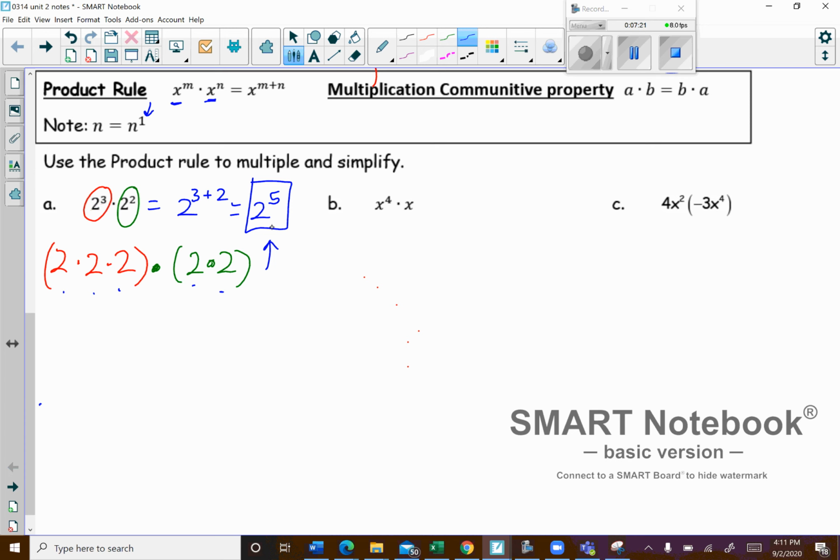That rule is that if you have the same base, when you multiply those common bases together, you add the exponents. If you look at part B right here, we have x to the power of 4 times x. The second one doesn't have a power listed, but it's understood as a 1, so you can put it there if you like. Then using the product rule, you add the exponents together, so we get x to the power of 5.